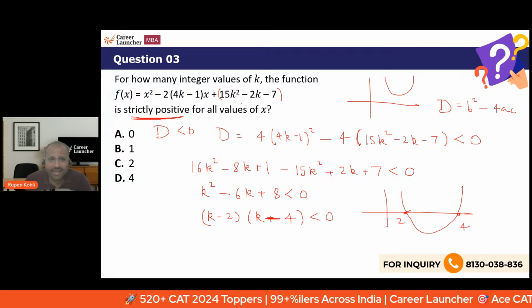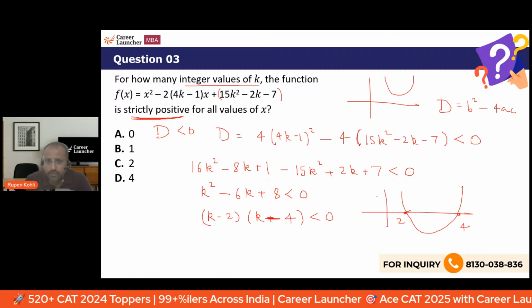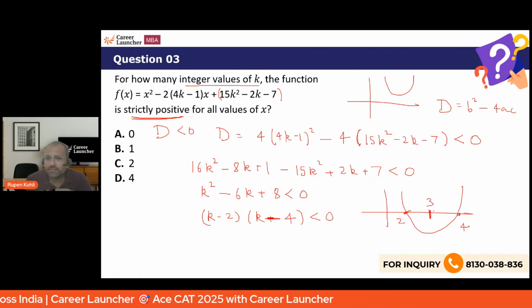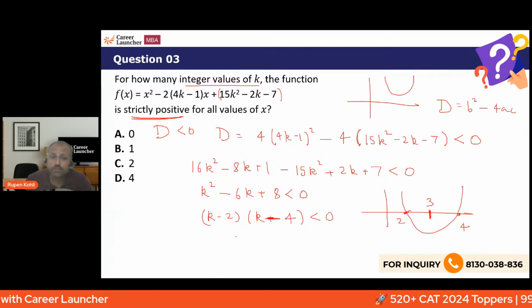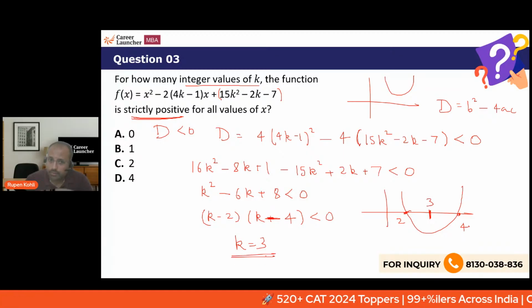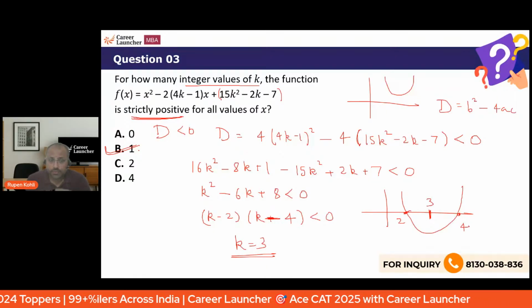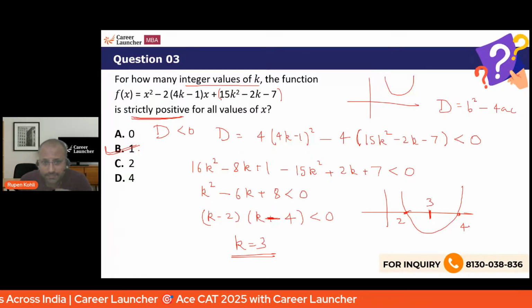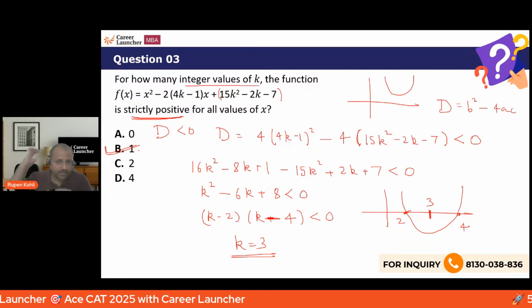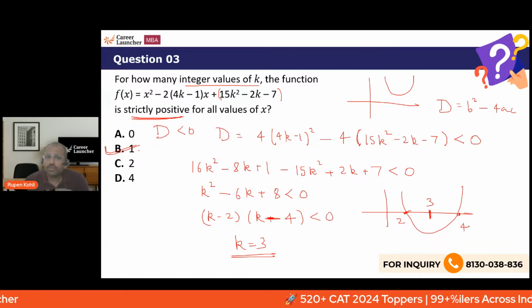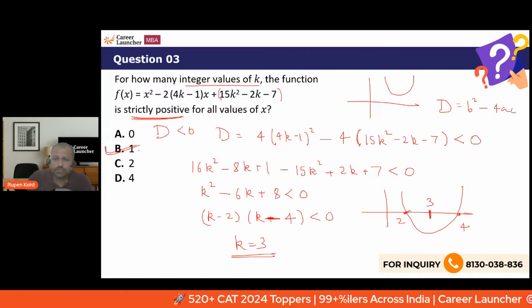But since we are looking for integer values of k, how many integers are there between 2 and 4? That is the answer. Only one, right? So the only integer value of k which satisfies this inequality is only one value, which is k equal to 3. So what is the answer? The function is strictly positive for only one integer value of k, right? So I think the complete logic of quadratics has been used in this problem.